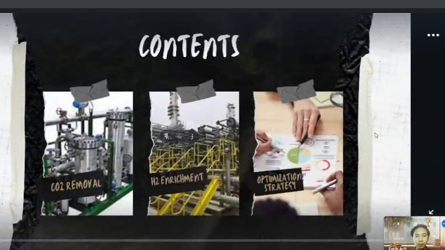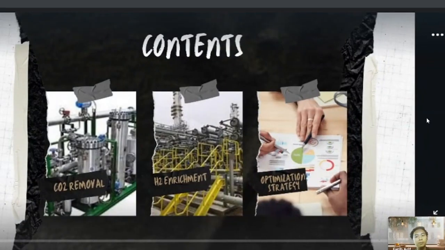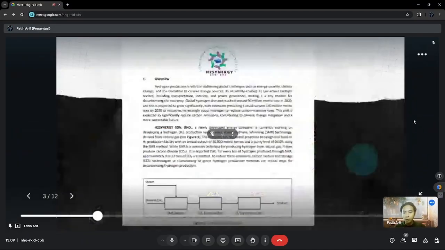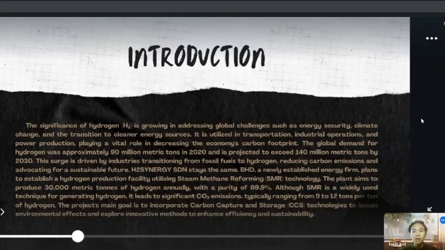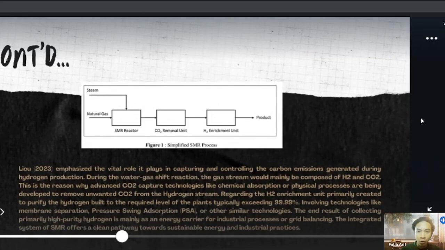So first things first, the content of our group presentation will be the CO2 removal, the H2 enrichment, and also the optimization strategy. As an overview, it can be simplified as the significance of hydrogen is growing in addressing global challenges such as energy security, climate change, and the transition to cleaner energy sources. It is utilized in transportation, industrial operation, and power production, and also plays a vital role in decreasing the economy's carbon footprint.